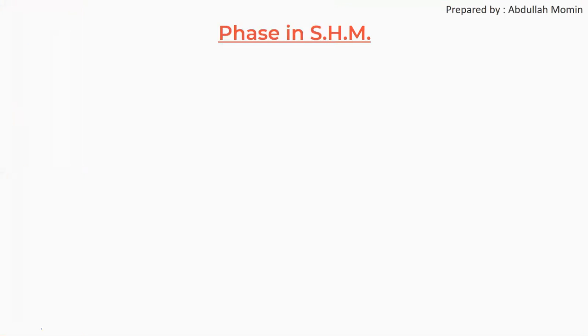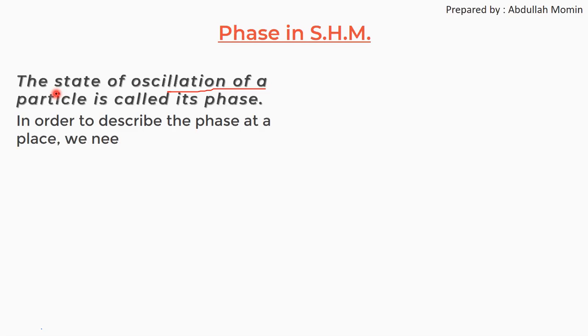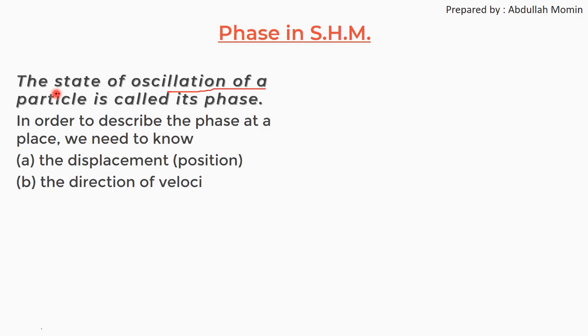So what is phase in SHM? Phase is defined as the state of oscillation of a particle. So basically the meaning of phase is state of oscillation. And in order to describe the phase at a place, we need to know three things. First, the displacement, meaning the position of a particle. Second, the direction of velocity. And third, the oscillation number.